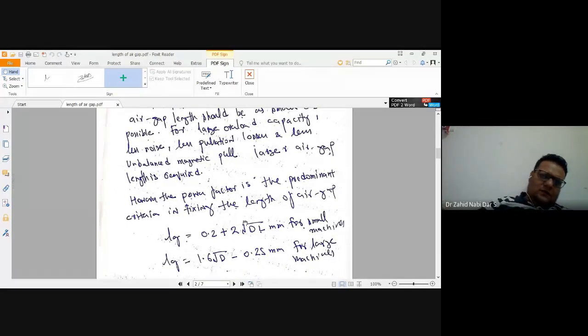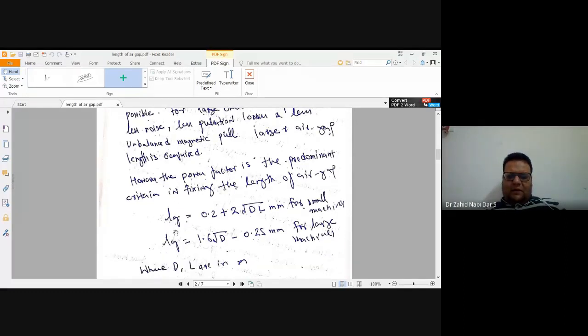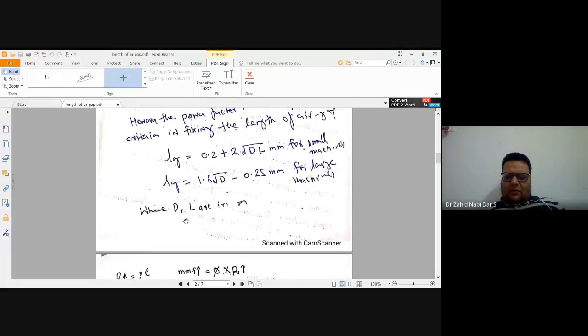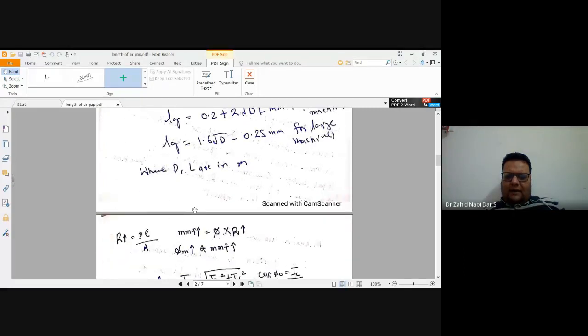Of all these factors, the most important is the power factor, so you cannot compromise and keep the air gap length as large as you want. You have to take everything into consideration, and they have arrived at one formula. The length of air gap is usually taken as 0.2 plus 2 root D L, where D is the diameter and L is the length, which we have seen in previous classes. This is for small machines. For large machines, they have come up with 1.6 root D minus 0.25 L, where D and L are in meters.